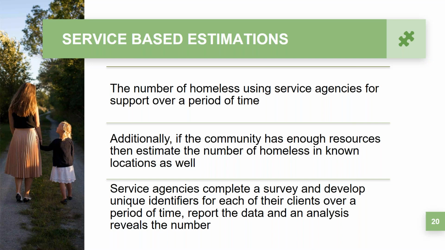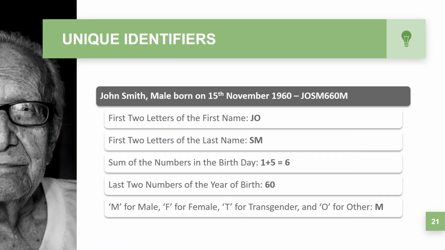So we created this thing called unique identifiers. Essentially, in unique identifiers, we said the first two letters of the first name, first two letters of the last name, sum of numbers in the birthday, last two numbers of the year of birth, and the gender would actually create something like JOSM660M in this John Smith's case.